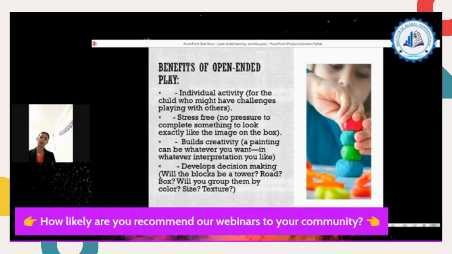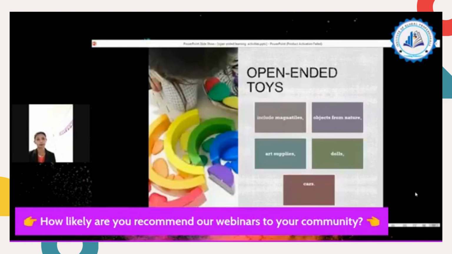And also, it will develop your decision making. Will the blocks be a tower? Will it be a road? Will it be a box? Will you group them by color? Will you group them by size? How about the texture? Will you group them by their roughness? So this open-ended play will develop your decision making. Okay, next slide, please.